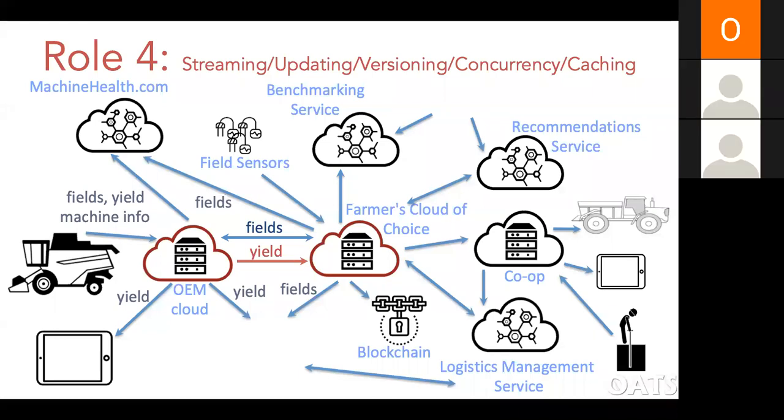So then role number 4, the 4th thing that we have to do with this graph, is all the hard stuff. I lumped it all into one role, but each one's kind of a role itself: streaming, updating, versioning, concurrency, all the fun stuff.